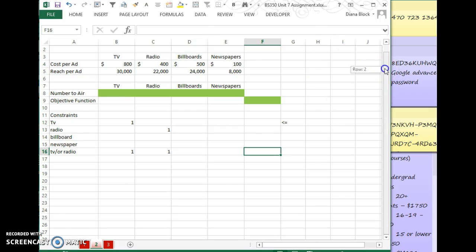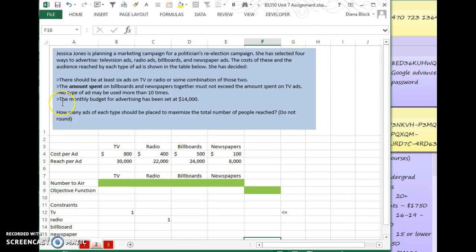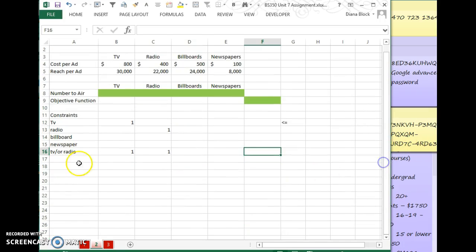Then you've got another constraint about billboards. Billboards and newspaper together cannot exceed the amount spent on TV. So how will we set that up?